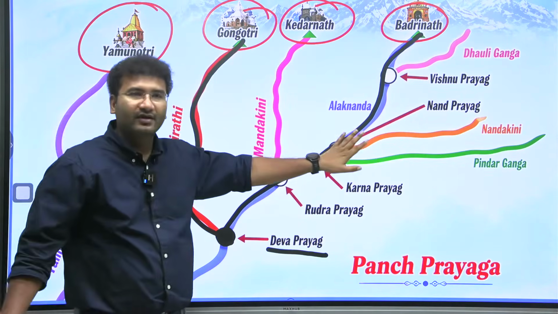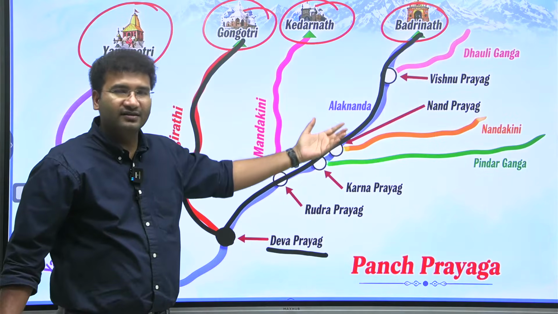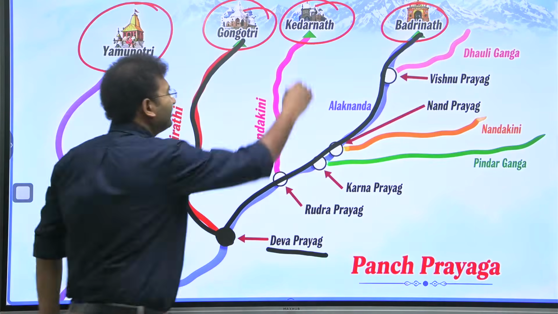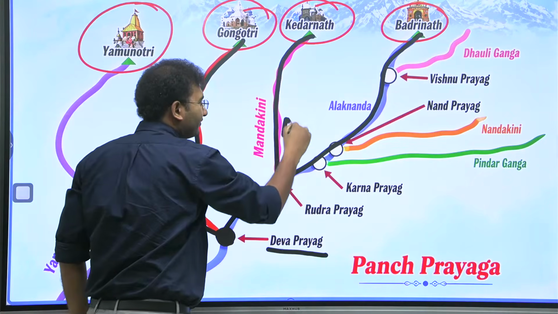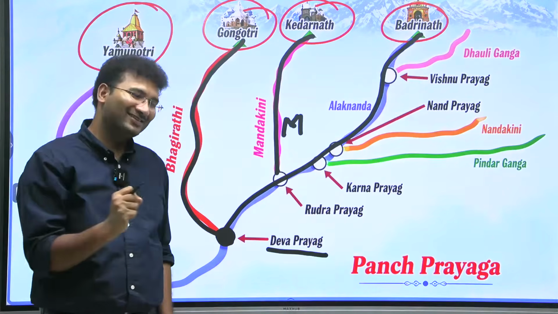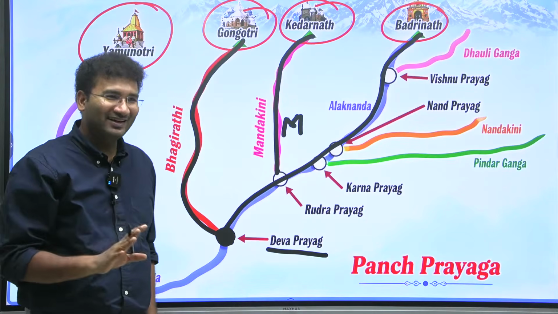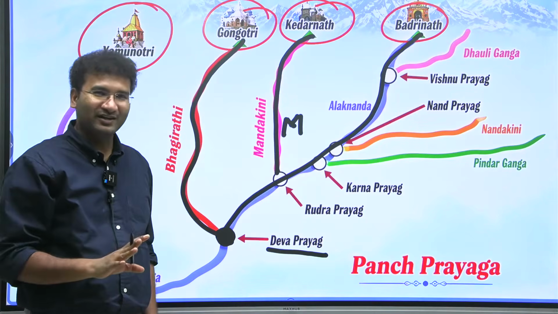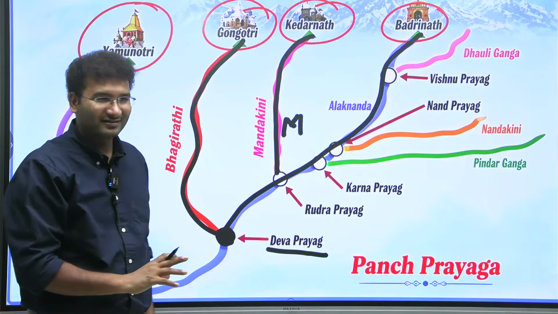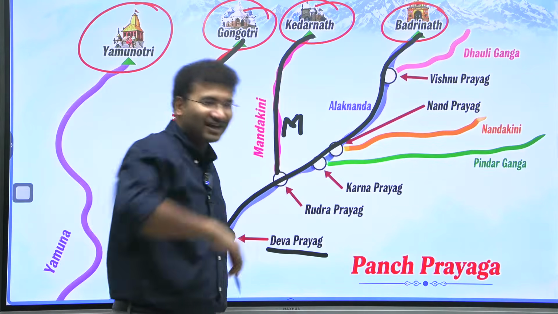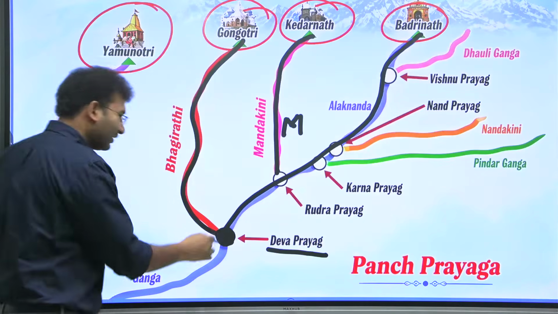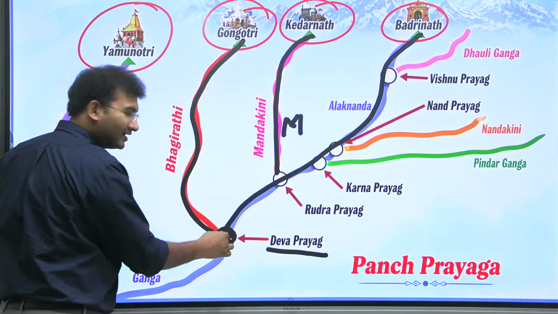Now look at Alaknanda. Alaknanda has certain other tributaries coming and joining. One of the Chardham is Kedarnath. So from Kedarnath, you have Mandakini. Right? When Mandakini and Alaknanda meet, that is Rudraprayag. Right? Mandakini, Alaknanda, Rudraprayag. Alaknanda and Bhagirathi, Devprayag. Right? So keep this Alaknanda static. Alaknanda is a permanent river. Right? It is easy for you to remember. Alaknanda and Bhagirathi is Ganga, Devprayag.